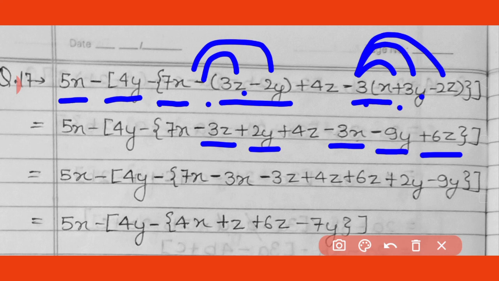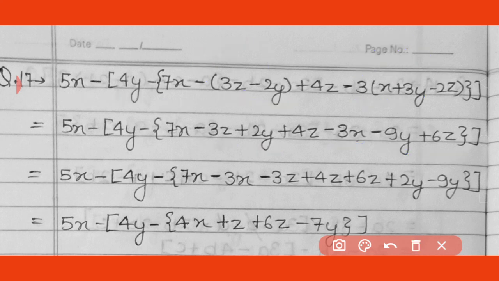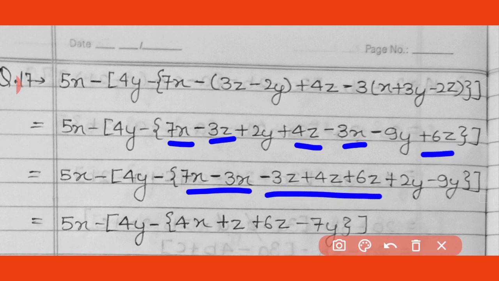Now firstly we will put together the like terms as 7x, now 3x. Now these two terms will write together, minus 3z, so plus 4z plus 6z. These three terms will write together, and plus 2y minus 9y. So wherever the different signs will be there, they will do the work of subtraction, and the rest of them will do the work of addition.